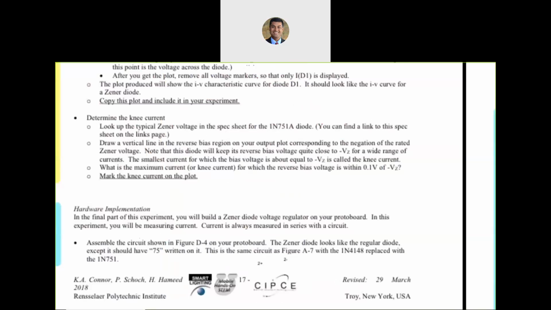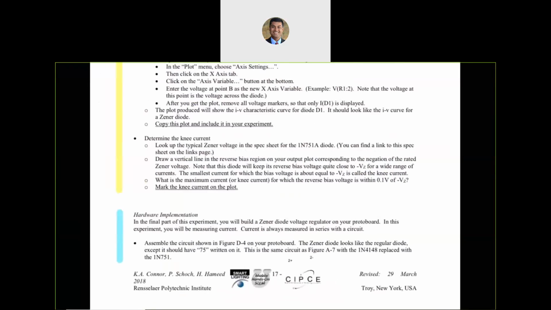Let's go back and talk about the hardware implementation. So now we are going to put up a circuit. This is going to be very simple. We are going to look at 1N751. That's our Zener diode that we are going to use. And again, we are going to use a current sensing resistor to measure the current through the diode. So we'll do a math channel. We'll take the voltage across the resistor and divide it by the value of the resistor to get the current through the resistor, which will also be the current through the diode.